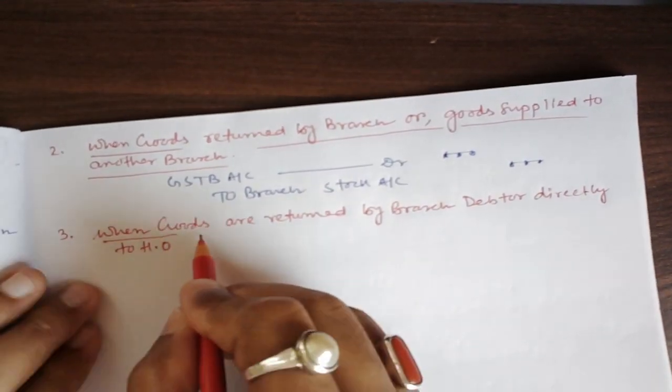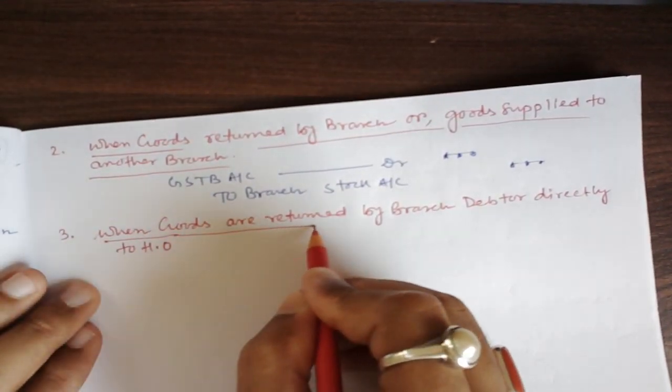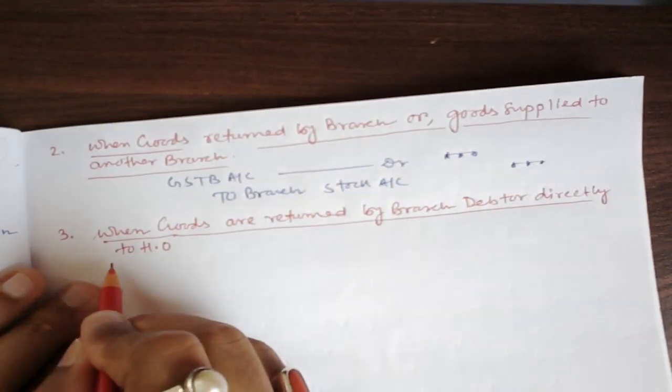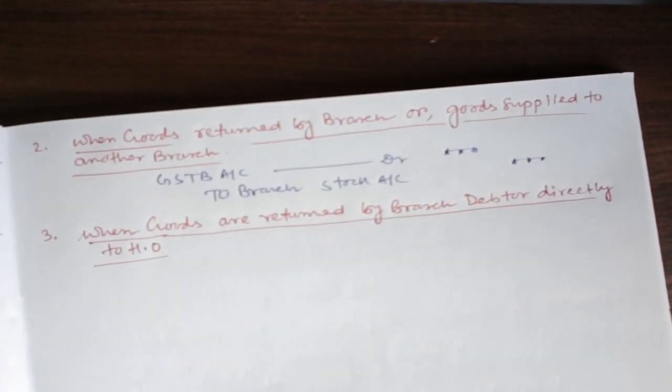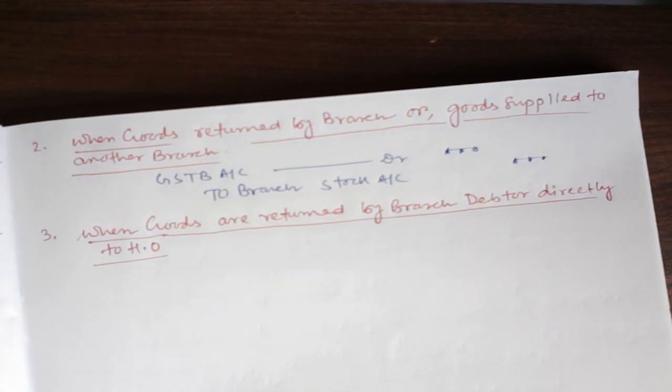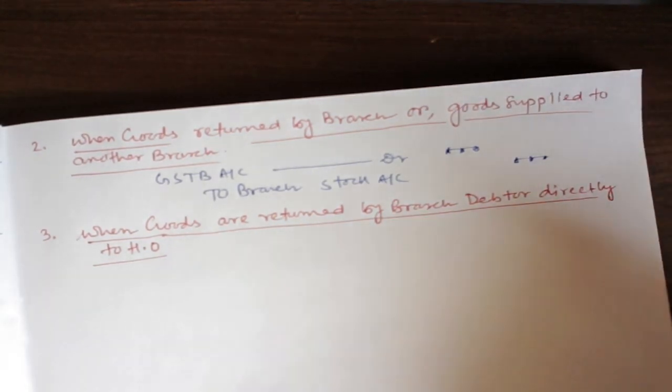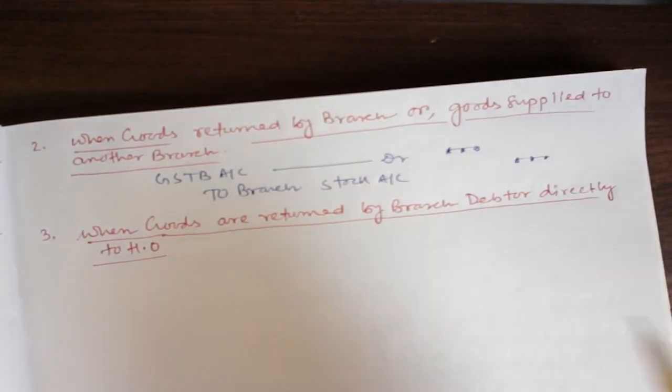See, in the very normal case, when goods are sent by the HO to the branch, they are mainly sold to the customer, to the branch customer. But what happened, do you know? When the branch sells the goods to his customer, they returned the goods to the head office directly rather than to the branch. They should have returned it to the branch, but they have directly transferred it to the HO. So in that given case, the journal entry should be branch debtor account debit to branch stock.